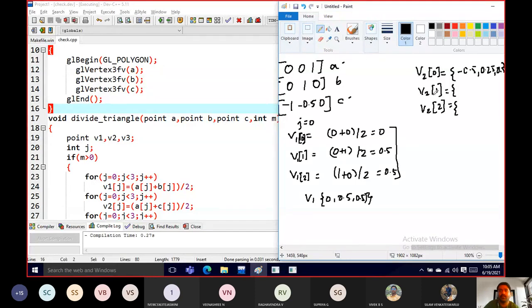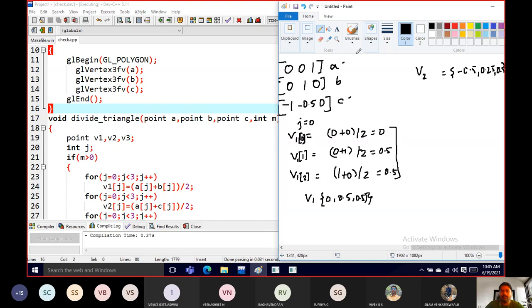So what else? What about V2 of 1? Anyhow, we straight away created this value. So this V2 straight away will be the same. I have already written straight away: minus 0.5, 0.25 and 0.5.